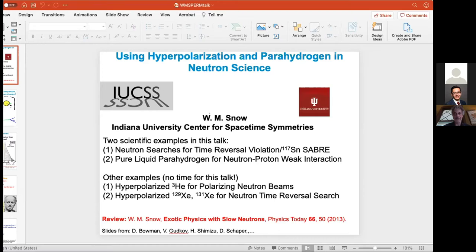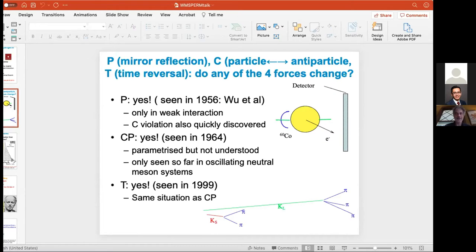So that's my plan. So I should start with a very brief introduction of three so-called discrete symmetries of nature that are used in nuclear and particle physics to classify the four fundamental forces we know of, the strong, weak, gravity, and electromagnetic interactions.